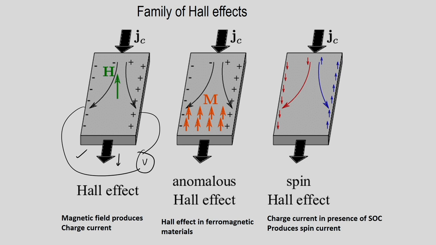And the last one, the one on your right, you see that there is a spin selection that takes place, and the down spins, which are shown in red, accumulate on the left edge of the sample, whereas the blue ones, which are the up spins, accumulate on the right edge of the sample. So the Hall effect, we know that the magnetic field produces charge current. The anomalous Hall effect, which we have not discussed, is observed in ferromagnets. So it's the Hall effect in ferromagnetic material. And in the spin Hall effect, the charge current JC, in the presence of spin orbit coupling, produces a spin current.